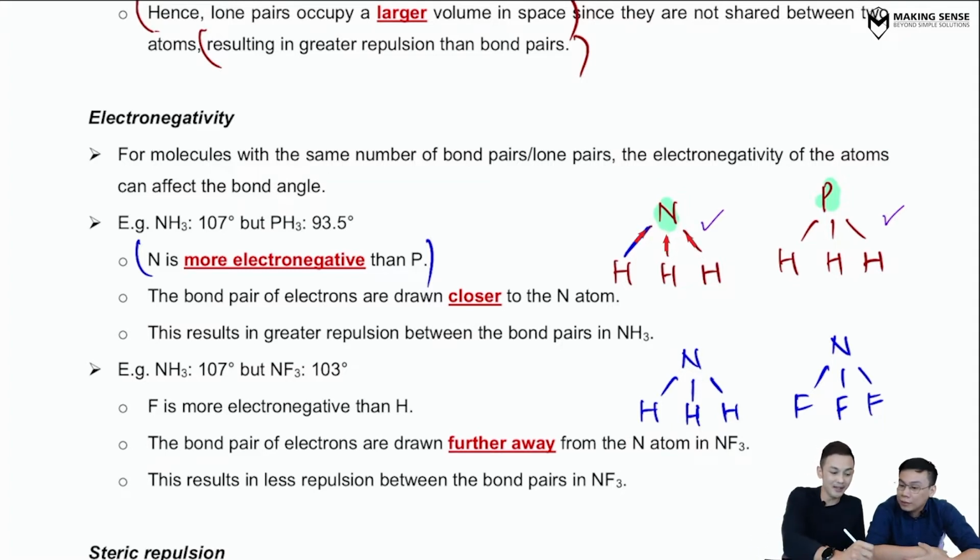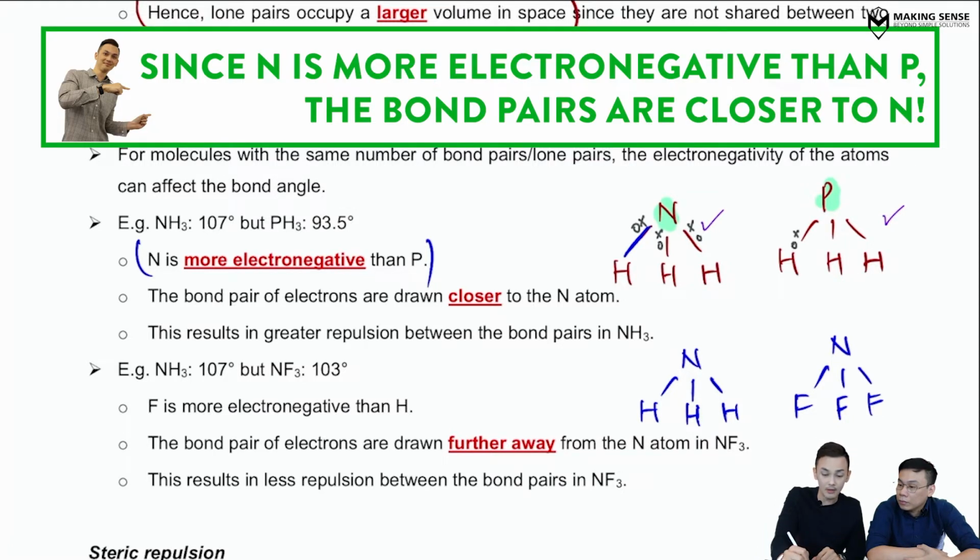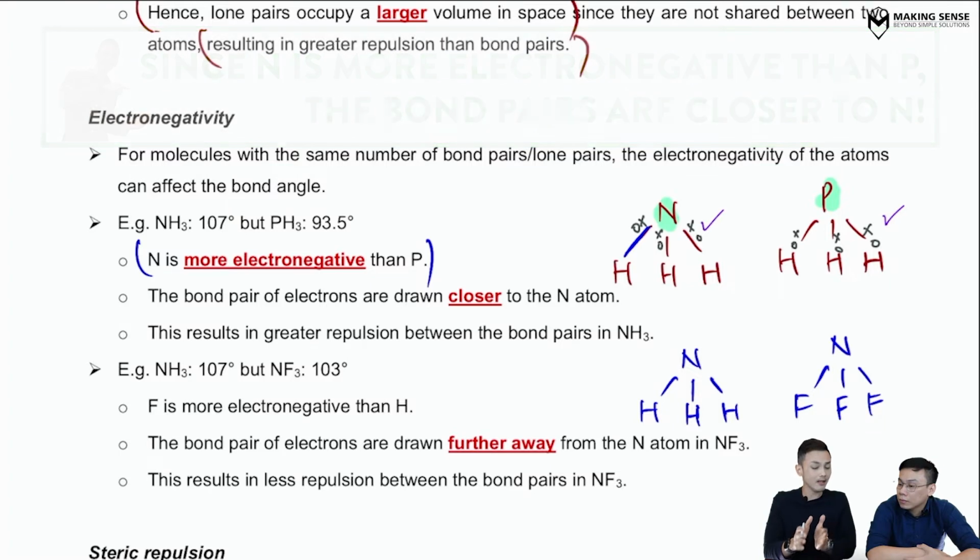Yes, alright. So imagine I'm going to draw the electrons. Now, these are the bond pairs. I'm going to draw the bond pairs of NH closer towards the nitrogen, whereas for PH, I'm just going to position them further away from the central atom. So right now, Mr. Yap, we focus on the position of the bond pairs. Now you tell us which one has a greater repulsive effect.